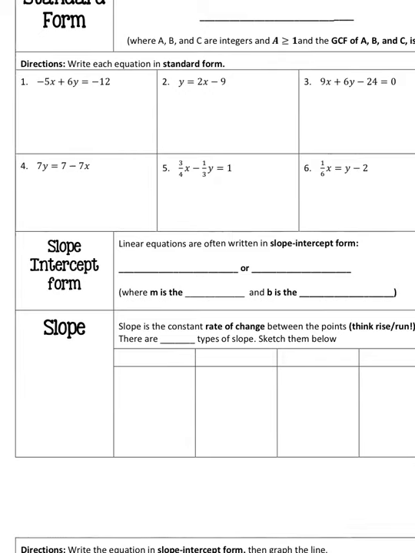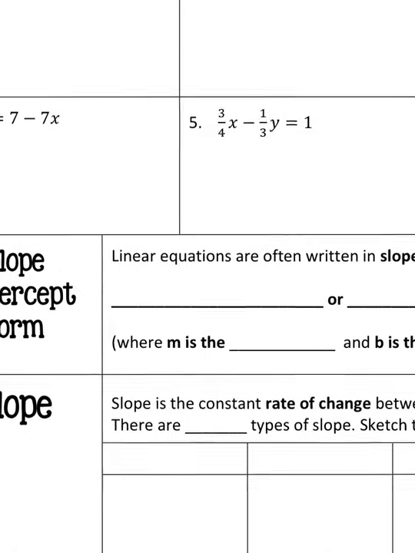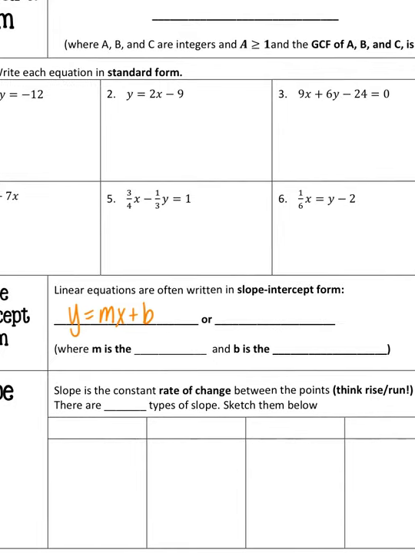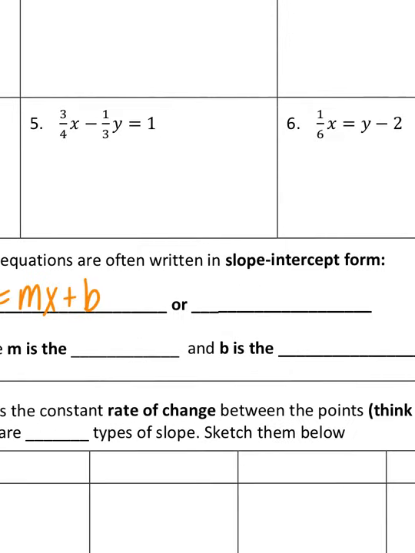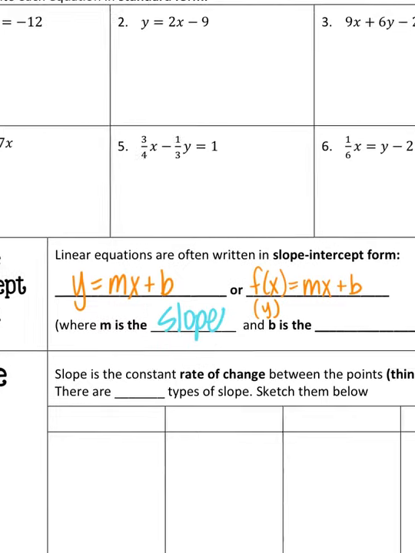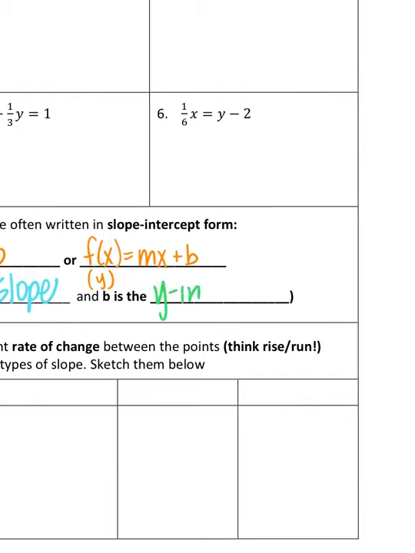Okay, moving on to video number 2, we're going to talk about slope-intercept form. Slope-intercept form is written like this: y equals mx plus b. Or if it is written out as a function, you might see it as f of x equals mx plus b. Because remember, f of x is just another way to say y. So when we have y equals mx plus b, m is our slope, and b is the y-intercept.